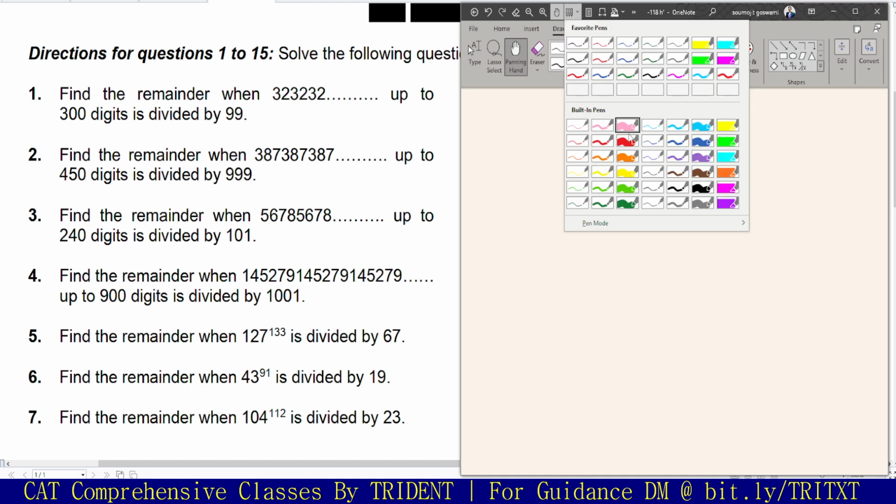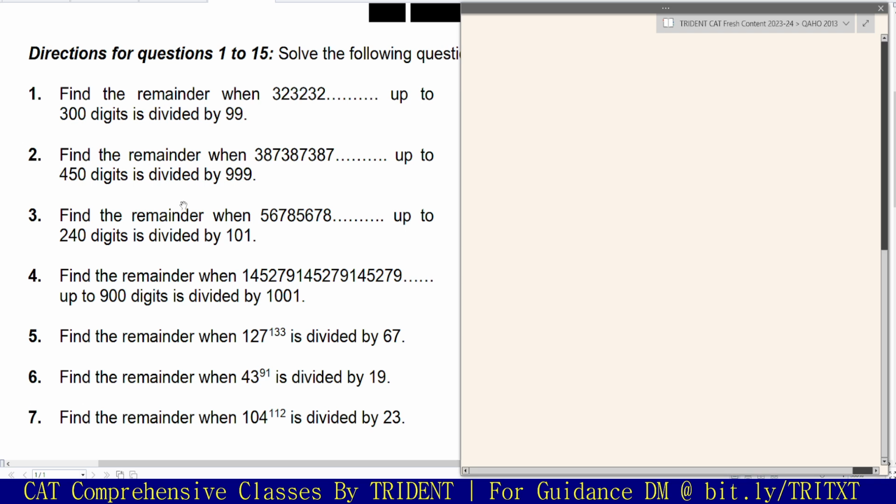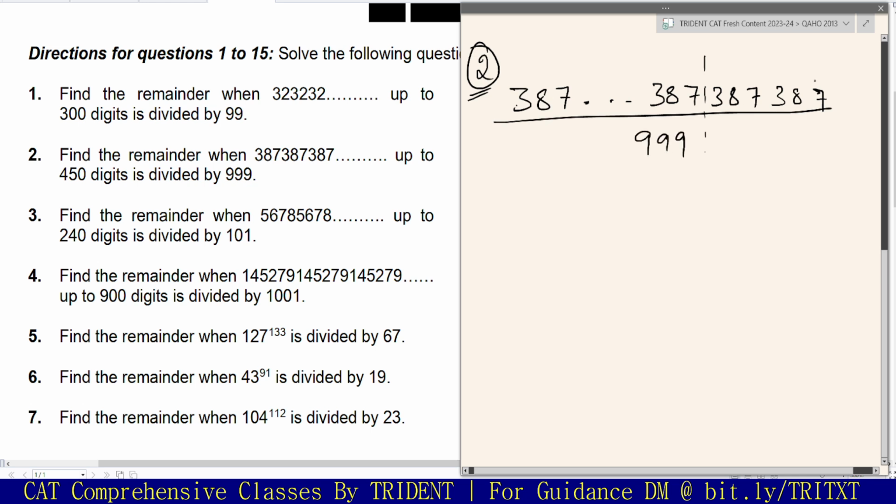Now the next question says find the remainder when 387 387, and again it is repeating, up to 450 digits, is divided by 999. We have to find the remainder. So let's calculate this. This is 387 dot dot dot 387 387 387. I'm just writing it for reference. You have understood what I'm about to do. Because this is 999, I'm going to be making groups of 3 digits. I hope that makes sense. From the right hand side, this is very important. Every time, the groups will be made from the right hand side.